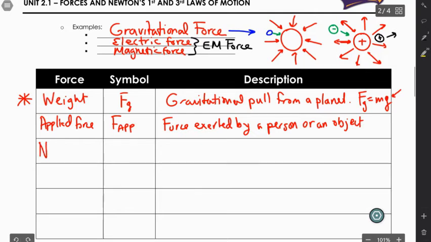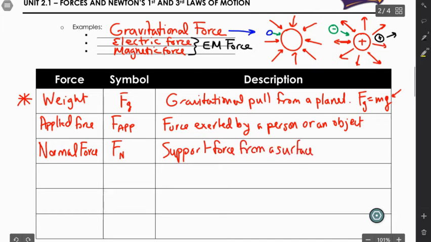Okay. The next force is what we call normal. All right, so the normal force, F sub N. This is just simply a support force from a surface. Right, the one thing about it is it always acts perpendicular to the surface. In fact, in math, there's a term called normal. If I ask you to draw a normal to a line segment, what you're going to do is draw a perpendicular line to that line segment.